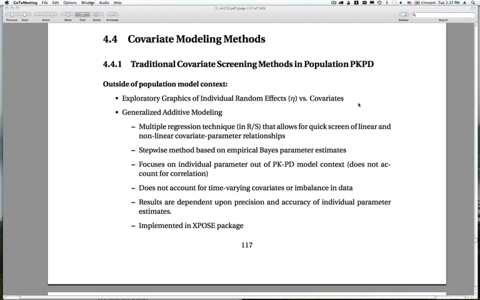Or imbalanced data. Again, it was treating all of these relationships as if they had arisen. It was basically a naive pooled analysis with respect to the individual random effects versus covariates. And of course, the results were dependent upon the precision and accuracy of the individual etas. More on that later. And there are a few packages that would implement this in an automated way.